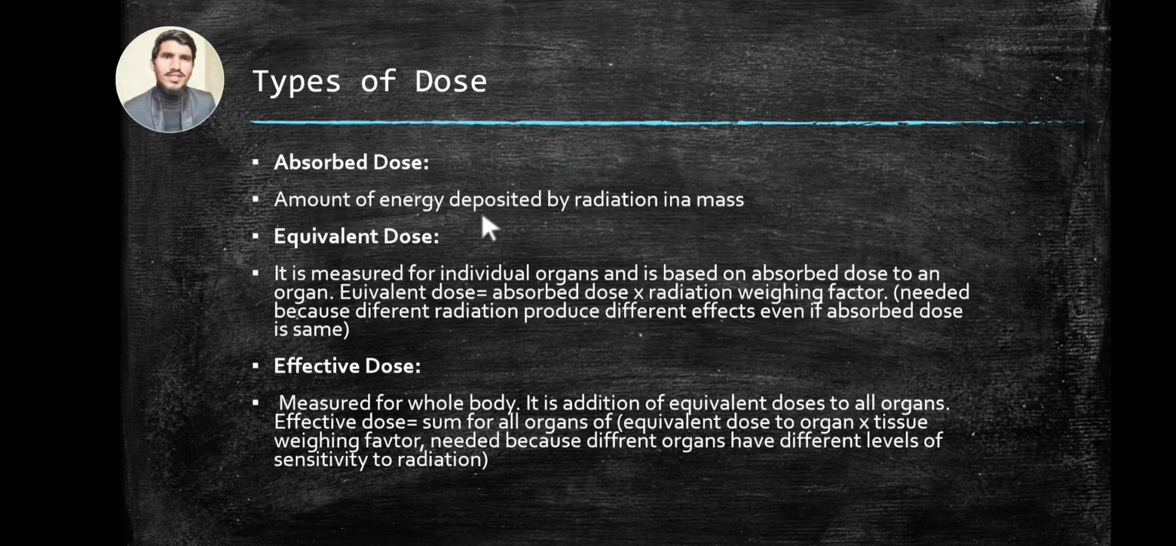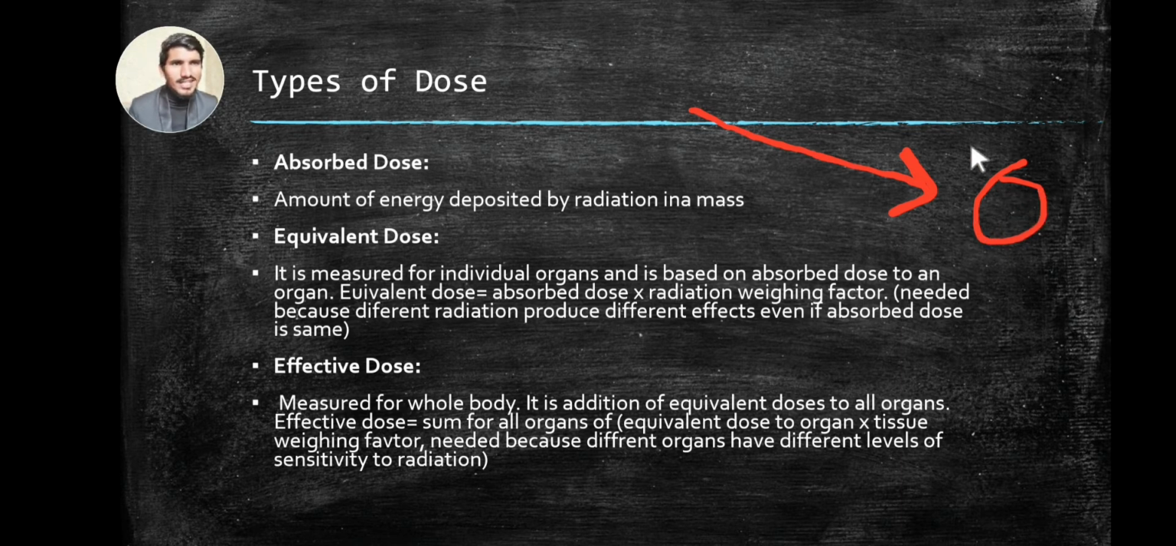Absorbed dose is the amount of energy absorbed by a mass from radiation. It is the amount of energy deposited by the radiation in the mass. If I have a mass, and radiation is falling on this mass, this radiation will deposit some energy on it. This mass will absorb some energy due to this radiation. The amount of energy that is absorbed by this mass is known as the absorbed dose. So that was the definition of absorbed dose.